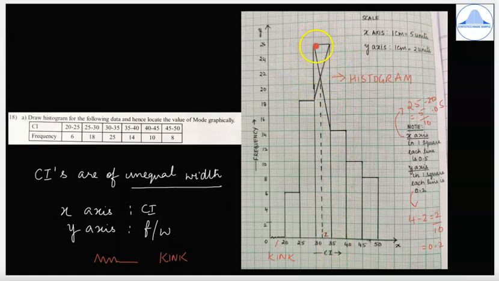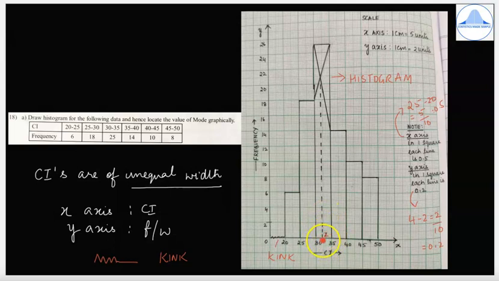Next, using the extreme top left of the highest rectangle, you have to draw a diagonal such that it touches the lower limit of the succeeding class interval. And then using the top right of the highest rectangle, draw a diagonal such that it touches the upper limit of the preceding class interval. Once you've drawn these two diagonals, you drop a perpendicular to the x-axis, and the point where the curve touches the x-axis is the value of z.